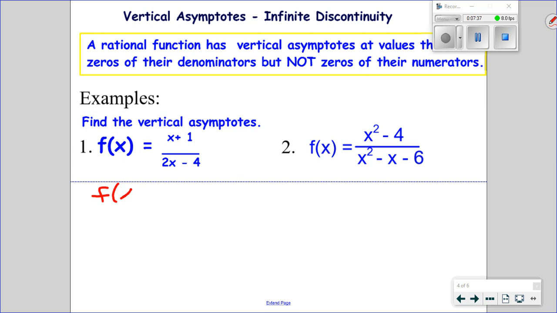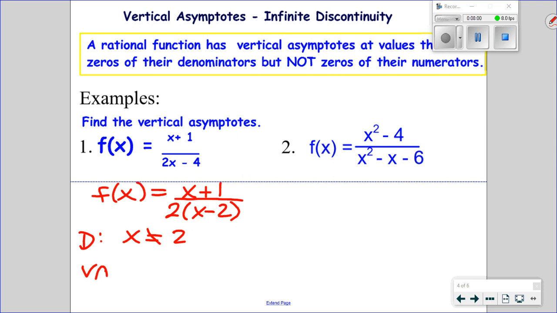In this example, I cannot factor the numerator because it's x plus 1, but I could factor the denominator by factoring out a 2. And then I can tell, again, by focusing on the zeros of the denominator, my domain would be x cannot equal 2, which tells me that there is a vertical asymptote when x equals 2. Okay, so this graph has a vertical asymptote.